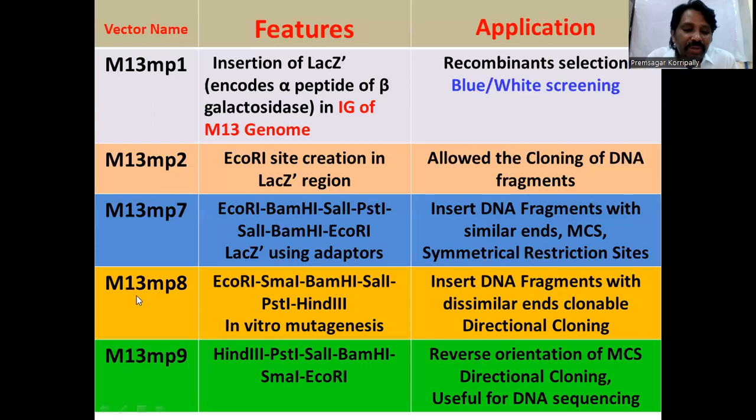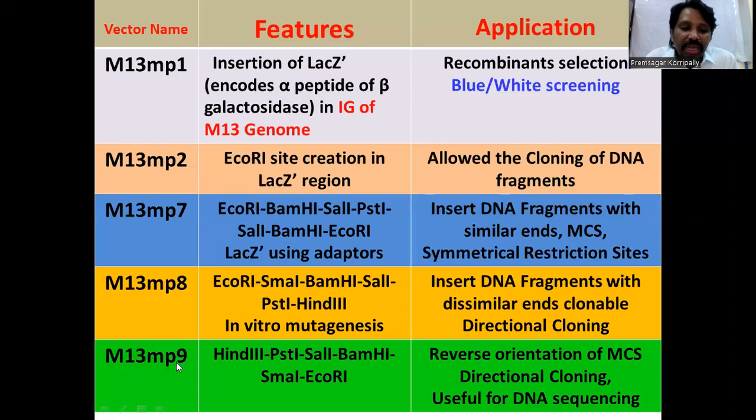Then the next vector is M13mp8, where here we have EcoR1, SmaI, BamH1, SalI, PstI, and HindIII. In addition to the EcoR1, SalI, and PstI, SmaI and HindIII are added, and it is not a symmetrical one. You can see they are unique. So insert DNA can be cloned with dissimilar ends. It provides a directional cloning. So one insert can have two different restriction site ends that can be cloned into the M13mp8, and it is useful for directional cloning.